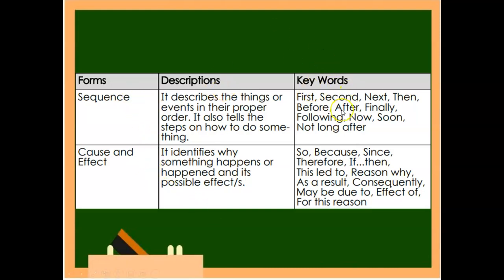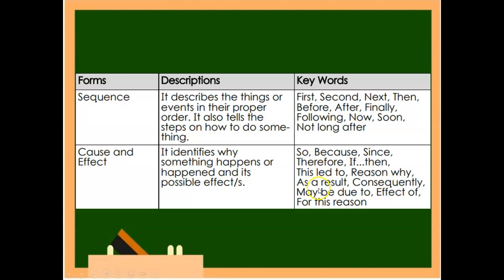These are the keywords in a sequence statement. The description is, it describes the things or events in their proper order. It also tells the steps on how to do something. Sometimes it is also cause and effect. It identifies why something happened and its possible effects.